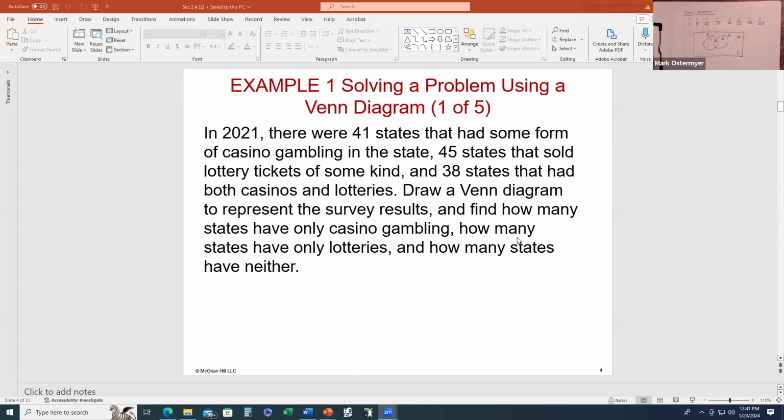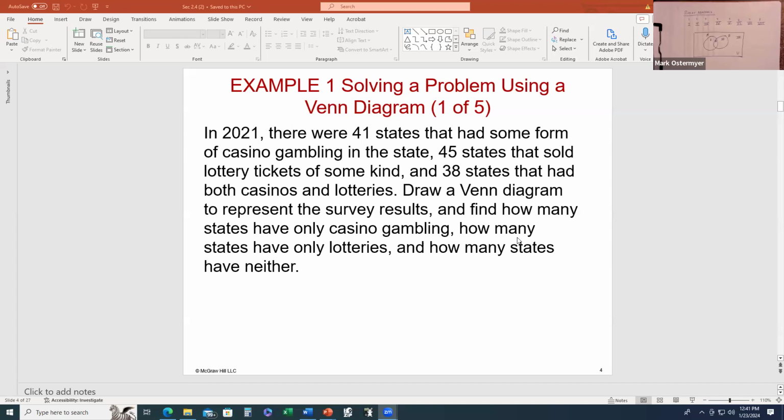In 2021, there were 41 states that had some form of casino gambling in the state, 45 states that sold lottery tickets of some kind, and 38 states that had both casinos and lotteries. Draw a Venn diagram to represent the survey results and find how many states have only casino gambling. How many states have only lotteries? And then how many states have neither gambling or casinos?